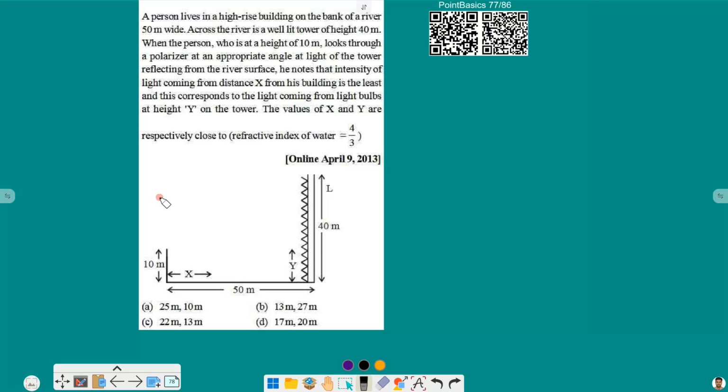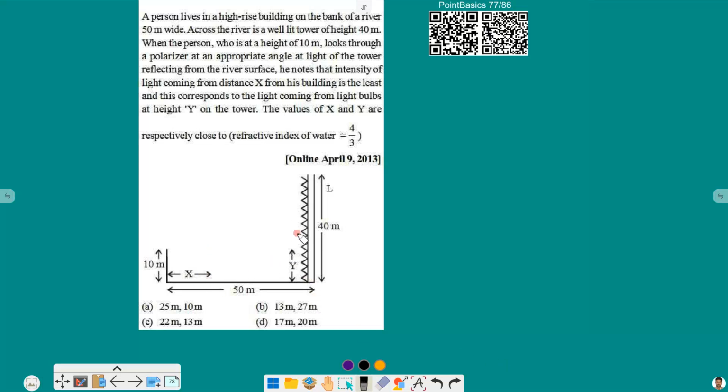Here, a person lives in a high-rise building on the bank of a river 50 meters wide. Across the river is a well-lit tower of height 40 meters. When a person who is at a height of 10 meters looks through a polarizer at an appropriate angle at the light of the tower reflected from the river surface, he notes the intensity of the light from a distance x from his building is the least, and corresponding light is coming from the light bulb at height y on the tower. The values of x and y are to be found. So here we have to find out the values of x and y.